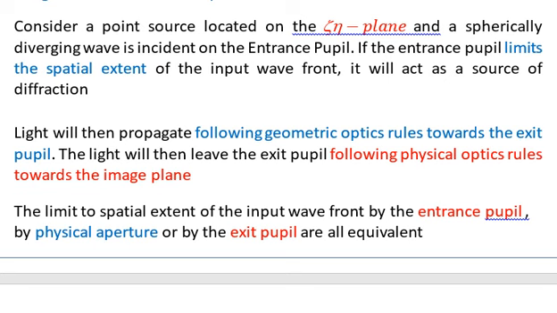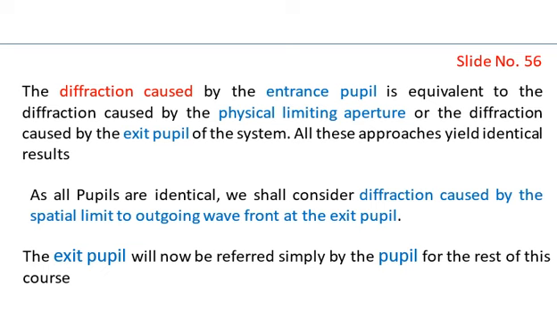The limit to spatial extent of the input wavefront by the entrance pupil, by the physical aperture, or by the exit pupil, all these are equivalent with each other. The diffraction caused by the entrance pupil is equivalent to the diffraction caused by the physical limiting aperture or the diffraction caused by the exit pupil of the system. So you see that with respect to all these three apertures, the physical aperture, the entrance pupil and the exit pupil, the diffraction is equivalent. All these approaches yield identical results.